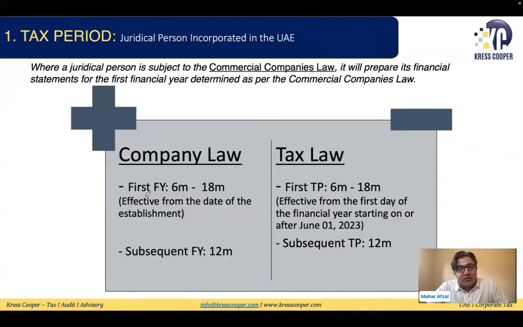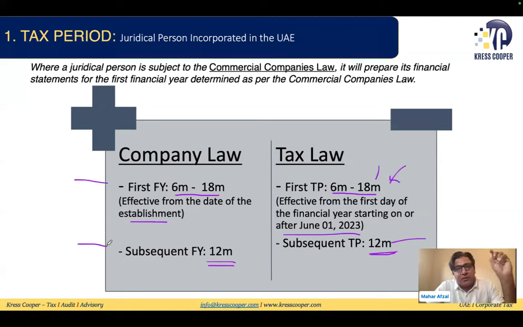Company law says the first financial year can be between 6 and 18 months from the date of establishment. Once the company was established, the subsequent period will be 12 months. This is the company law. What does the tax law say? Tax law says the first tax period can be between 6 and 18 months effective from the first day of the financial year starting on or after 1st of June 2023, and the subsequent tax period can be 12 months. This is for the new company. This is for the running company.